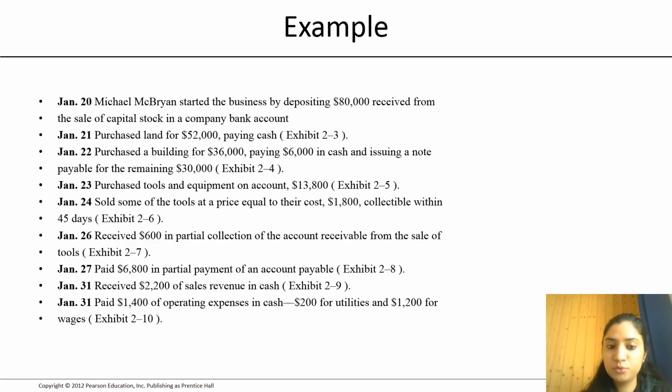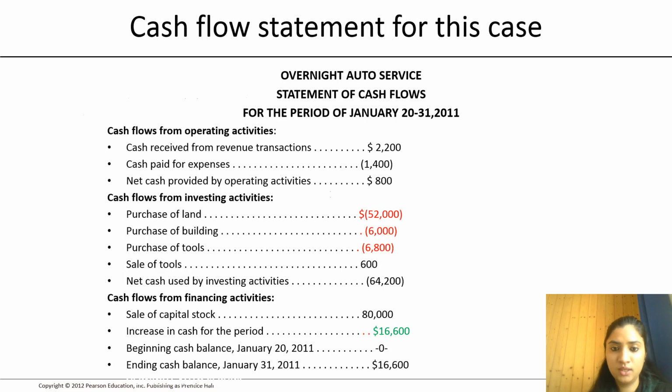He purchased land for $52,000, paying cash. He purchased land, which means it is an investing activity, right? He purchased a building by paying cash. For how much cash did he pay? It's $6,000. So you will see the whole information in here. He purchased tools for 6,800. So all these are investing activities.